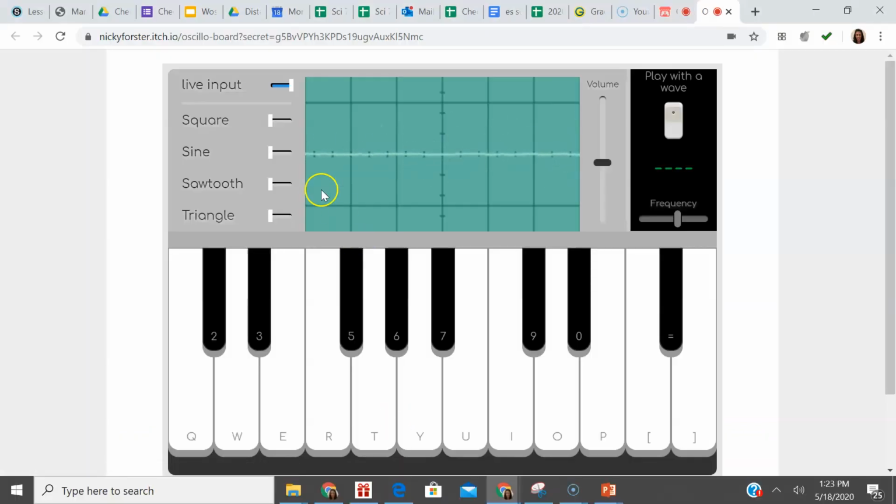All right, I'm headed out to the simulation. I'm going to change this to sine. I'm also going to change this volume just to the middle right here. And the first thing we need to do is figure out which keys make low-pitched versus high-pitched sounds. Go ahead, play around with the white keys and see if you can figure that out.